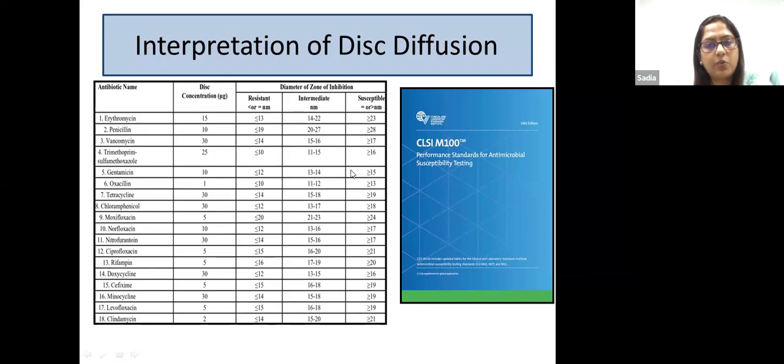These are known as breakpoints of disk diffusion, which are given in the CLSI document. This is universally followed across most countries. In certain countries, EUCAST guidelines are also followed, but most of them are comparable as far as many drugs go. There are a few drugs where different practices are followed by these two regulating authorities. So this is a simple way of interpreting the disk diffusion method.